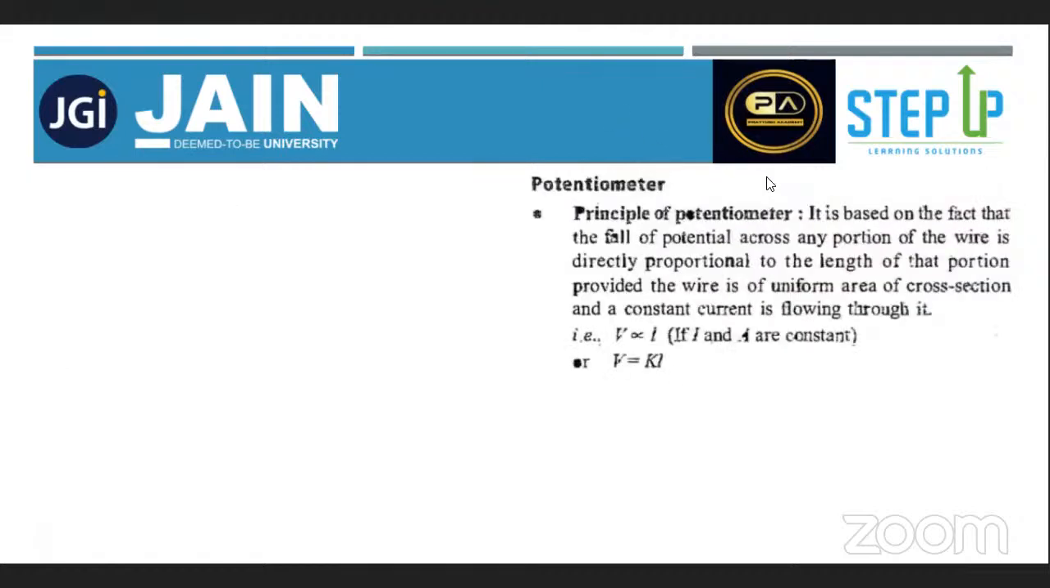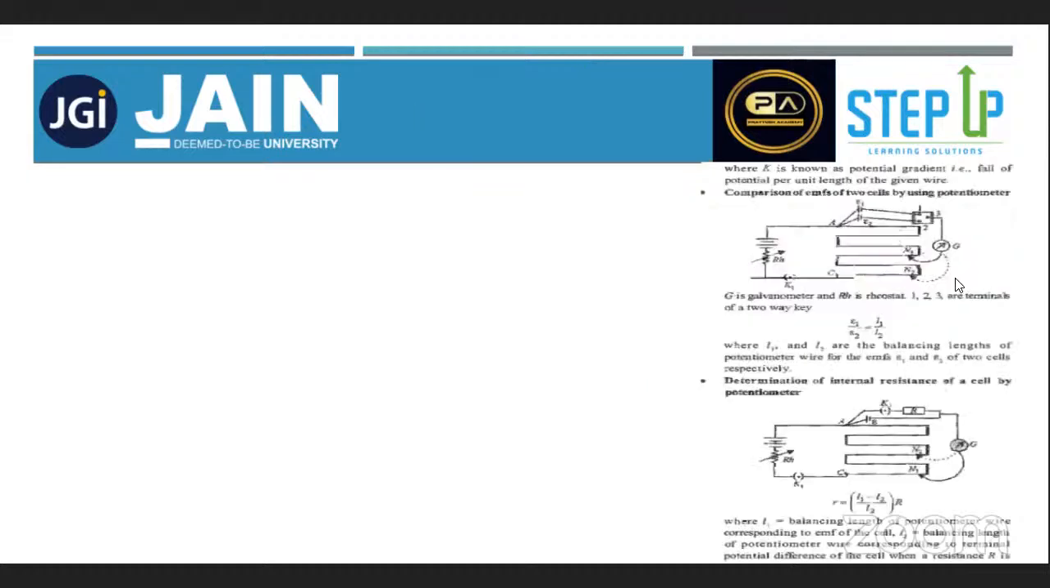Okay. Next is the potentiometer. It's based on the fact that the fall of potential across any portion of wire is directly proportional to the length of that portion, provided the wire is of uniform area of cross section. So they both will be proportional. Wherever there is a fall in potential, there is a particular length, and it is proportional to that length.